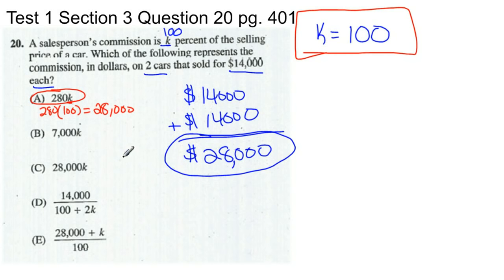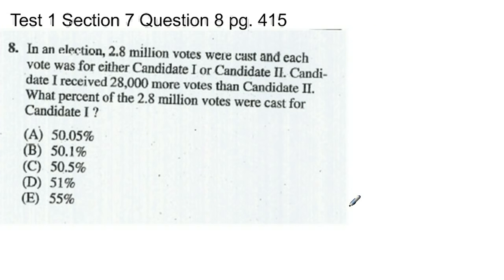You can go ahead and check all the other answers. You can see that 7,000 times 100 doesn't even make sense. 28,000 times 100 is going to be way too large. If you go down here, it's going to be 14,000 divided by 300, which doesn't go in evenly, so there's no way that will work. And then adding 100 and dividing by 100, that doesn't make sense at all. Okay, so the only one that does work is choice A. There's your answer. So you took a seemingly tough question here and, using a simple substitution strategy, made this much, much easier. Let's take a look at the next question here.